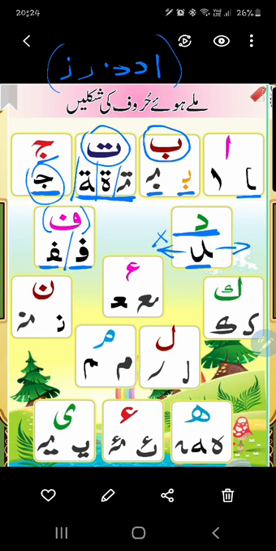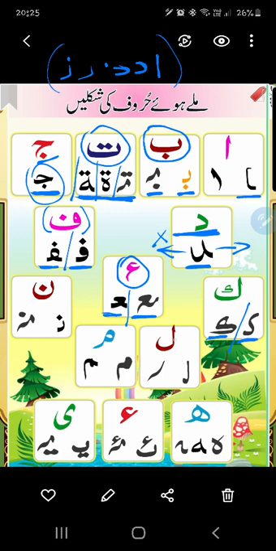Next letter, ain. Take note of the ain when it is joined to other letters before it. Next example is when the ain is in the center of a word. Next example, the kaf. This is a kaf when something is joined after it. This is another example of a kaf.